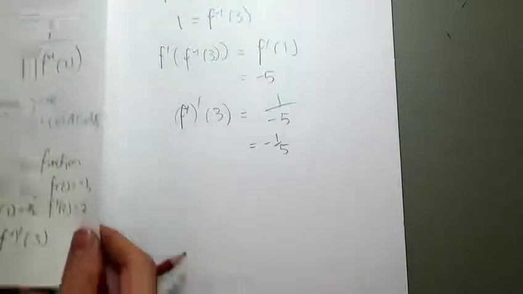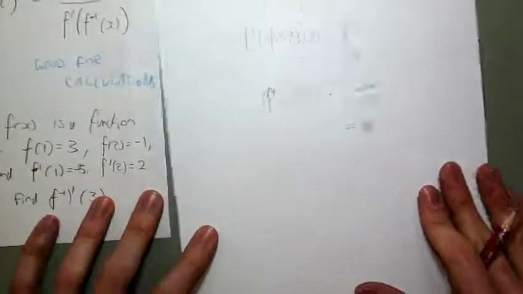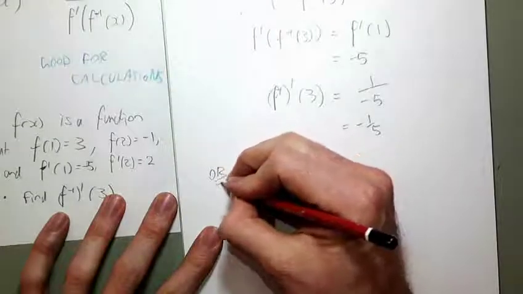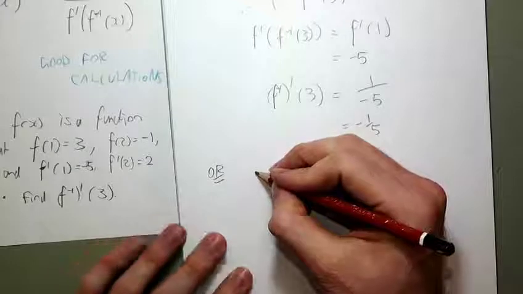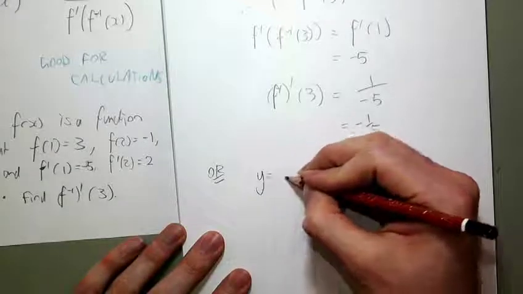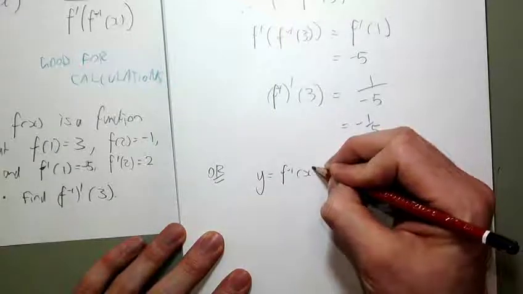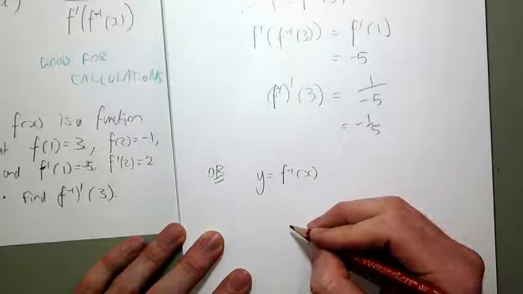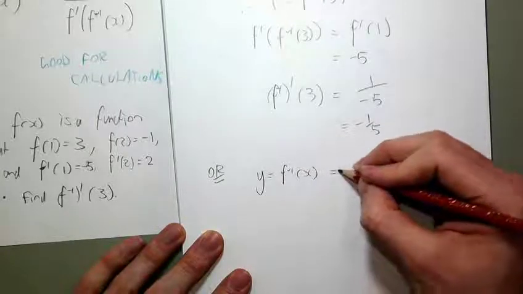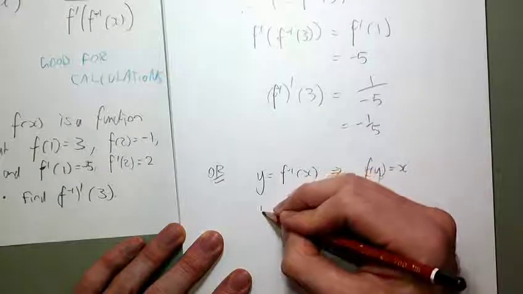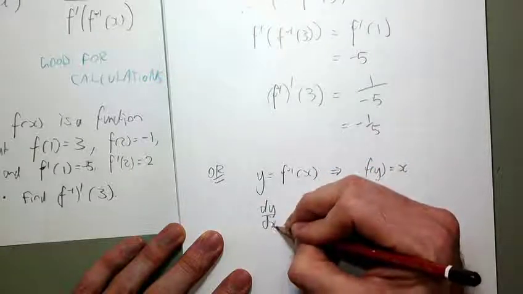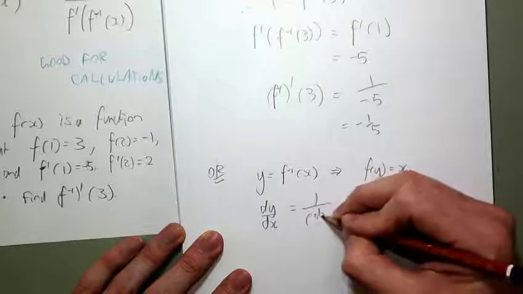So let me just show you how that would have worked with the other version, so that you can see how it's done if you prefer the other one. Let y equal f inverse of x. Okay, and that means that f of y is equal to x. And I know that dy on dx is 1 over dx on dy.